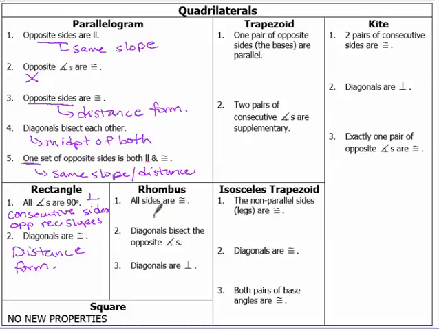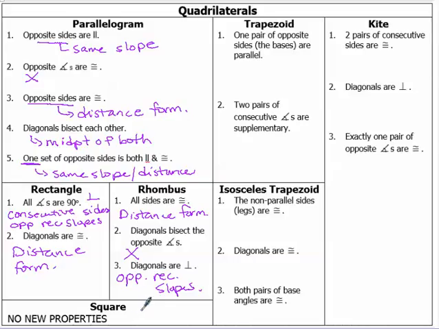Now, if I want to see if something's a rhombus, I can check the length of all 4 sides using the distance formula and see if they're the same. Diagonals bisect opposite angles. I can't really do anything with that. That's kind of like seeing how big angles are. And then finally, diagonals are perpendicular. I'm going to check for opposite reciprocal slopes.